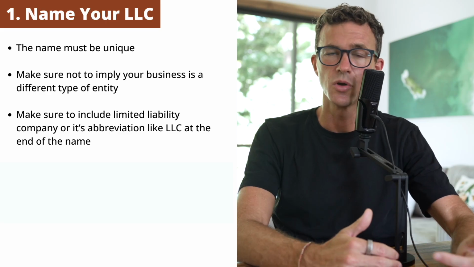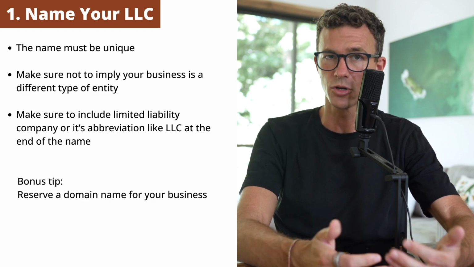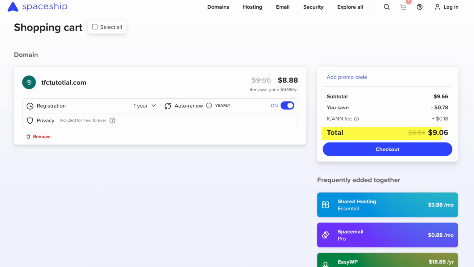Speaking of names, when you've decided on the name for your LLC, I'd immediately go and reserve a domain name for your business. I recommend getting a .com domain if available. Most domain registrars charge from $10 to over $20 per year for a .com domain. We recommend getting your domain from spaceship.com, where you can get a .com domain for less than $10 for the first year and just over $10 for the annual renewals.